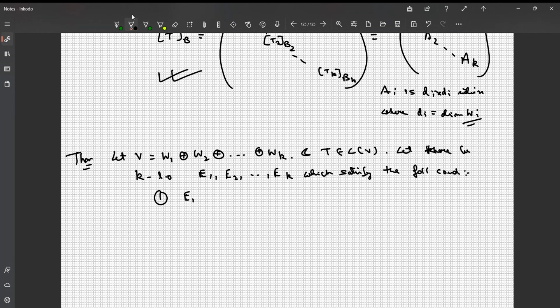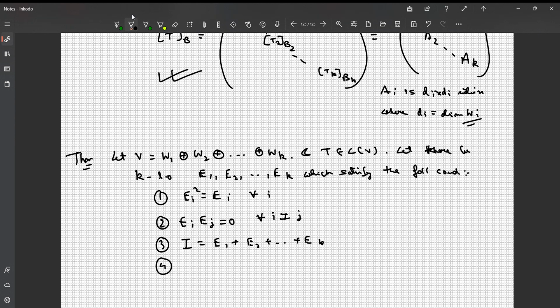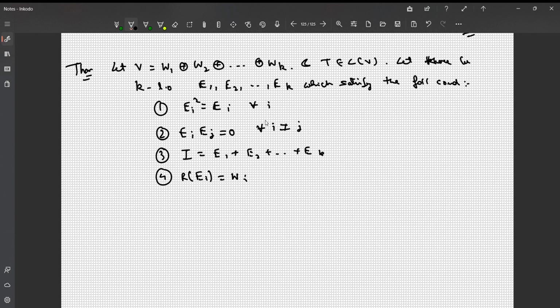So what were the conditions? Condition number 1, each Ei is a projection operator. That is, Ei squared is equal to Ei for all i. I am not writing the range of this index i, because we know that it ranges from 1 to K. Number 2, EiEj is the zero operator for all i not equal to j. Number 3, we can write the identity operator as the sum of each individual operator, right? And number 4, the range of each of these operators Ei is simply Wi. That is, the range of Ei is equal to Wi, right?